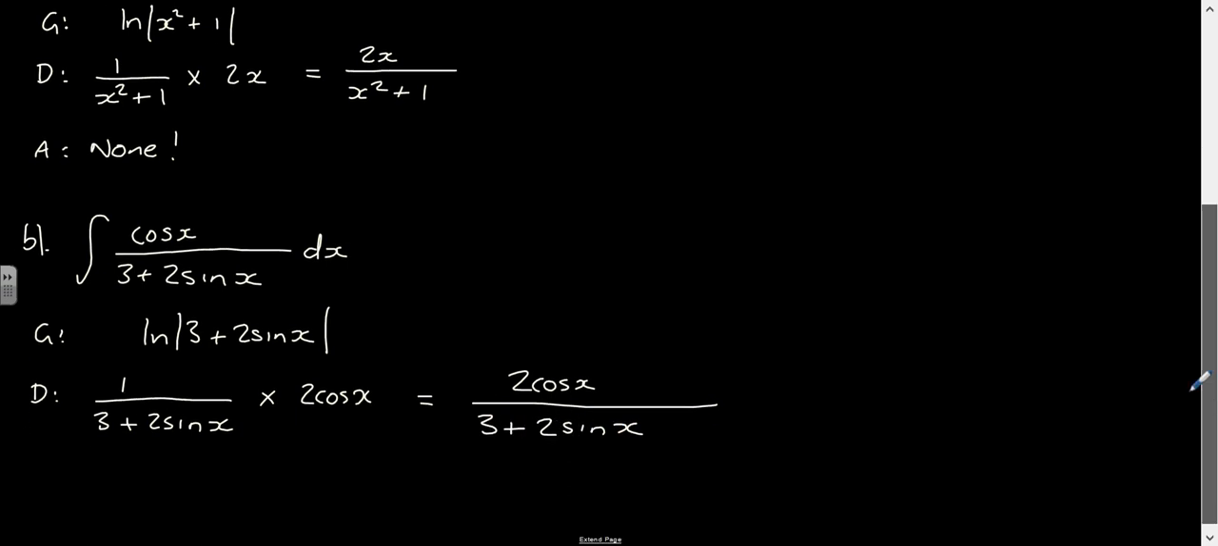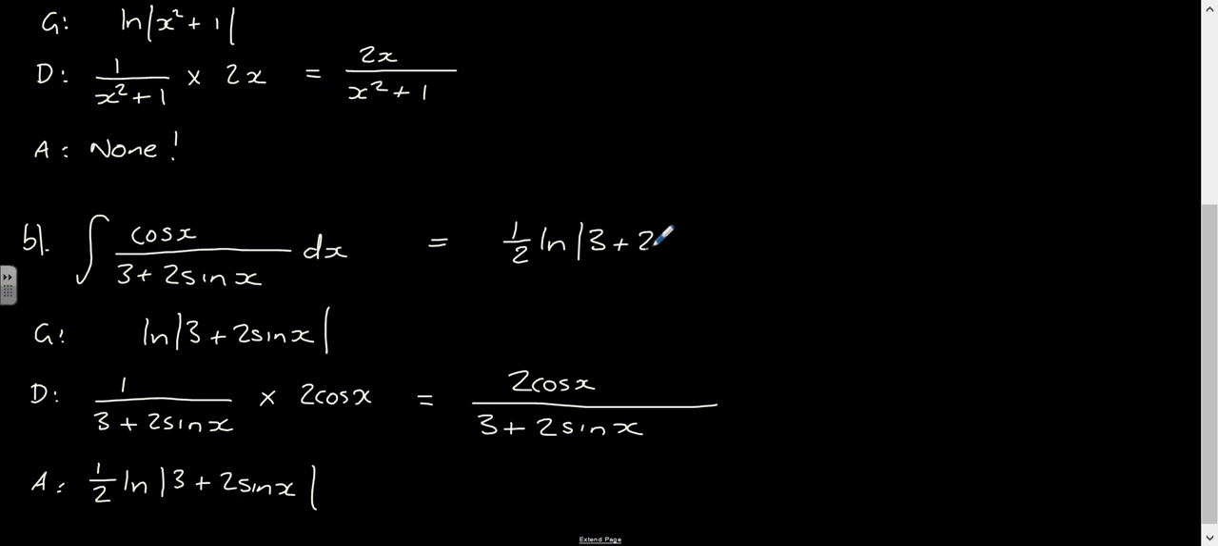And then we compare that with what we wanted. I can see that I've got 2 cos x instead of 1 cos x. So I go back to my guess and I adjust by dividing by 2. Therefore my integral becomes 1/2 natural log of the modulus of 3 plus 2 sine x, plus c. Not forgetting the modulus signs.